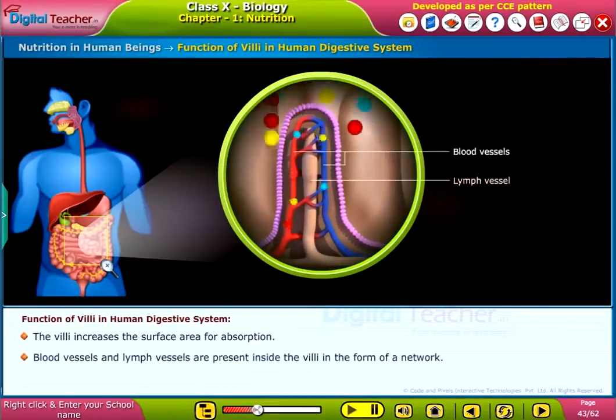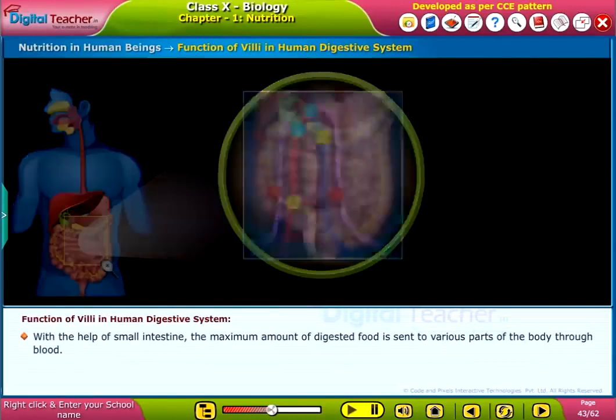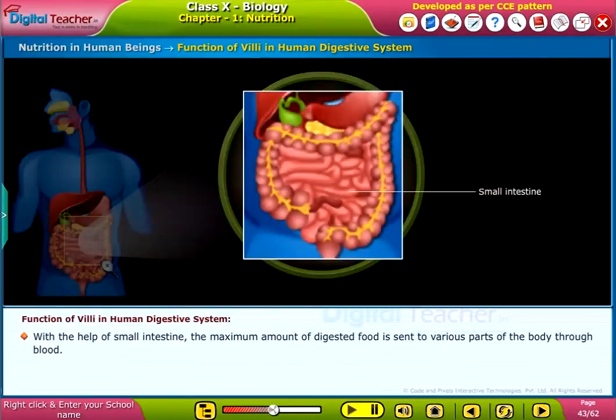Blood vessels and lymph vessels are present inside the villi in the form of a network. The digestion products are first absorbed by the villi and then pass into the blood vessels and lymph vessels. With the help of small intestine, the maximum amount of digested food is sent to various parts of the body through blood.